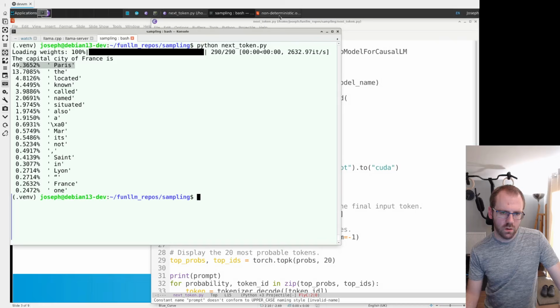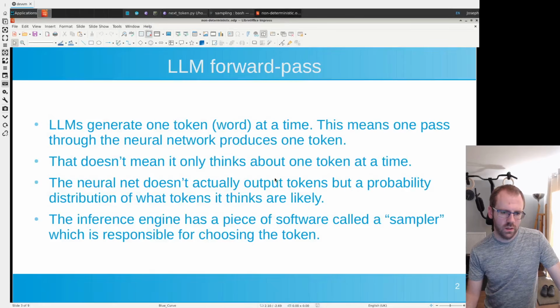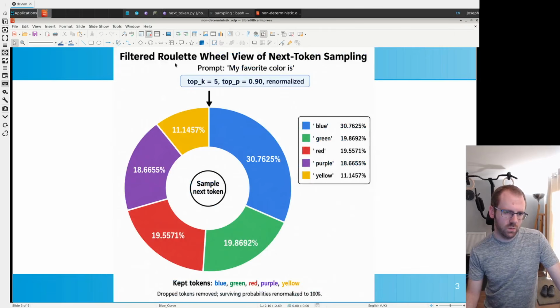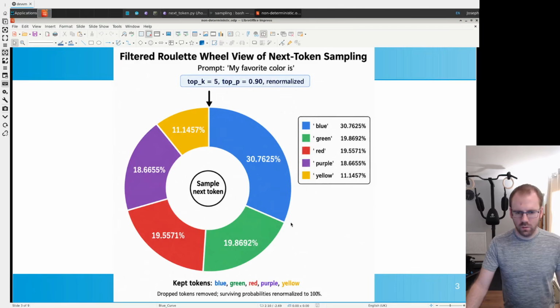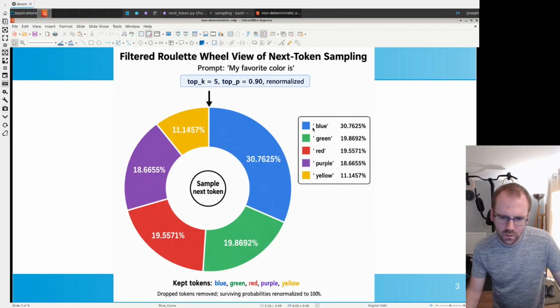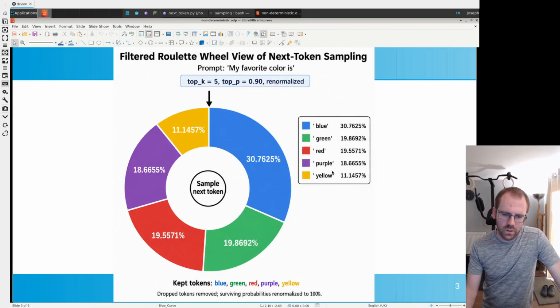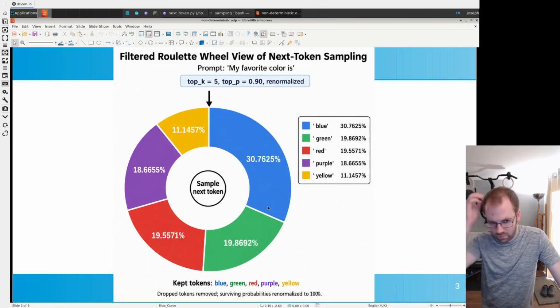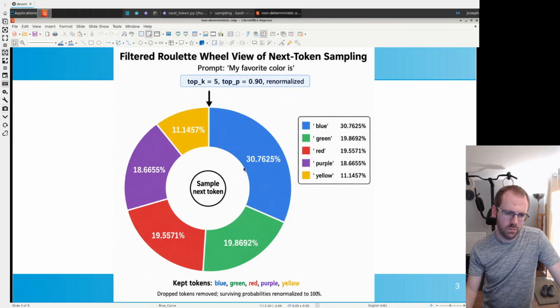Right, so now we're going to go back to this presentation, and so how does this sampler actually pick the next token? Well, basically it's like a roulette wheel. So back to the example where the LLM was telling us its favorite color. Basically it's like we put all of the potential tokens on a roulette wheel and basically just pick them according to their probability.